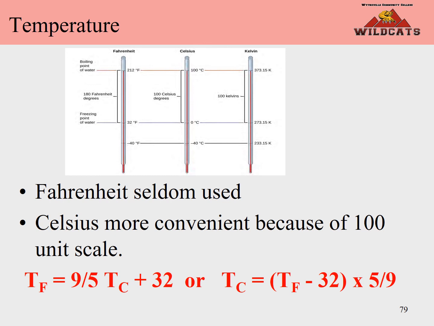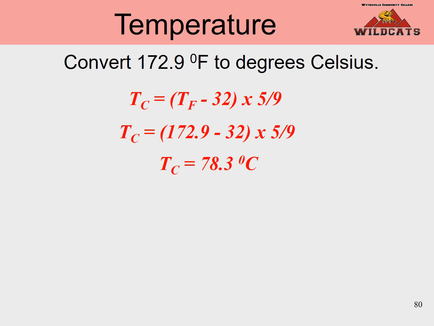And even in the medical profession, there are electronic or digital thermometers. You just push a button on it, and usually the thermometer will flip back and forth between Fahrenheit and Celsius. So we want to convert 172.9 degrees Fahrenheit to degrees Celsius. So our formula is Fahrenheit minus 32 times 5 over 9 will give us the Celsius degree. And this becomes an algebra plug and chug into the equation type problem. And so we end up with 78.3 degrees Celsius.